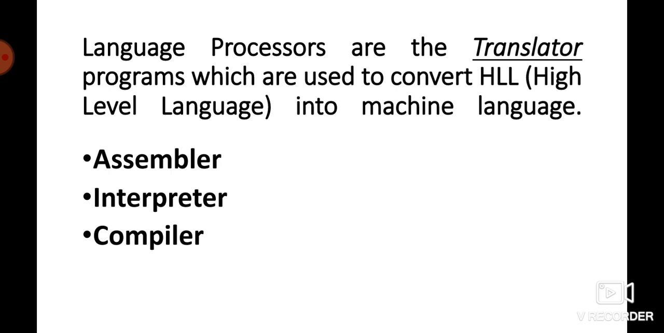So the conversion or execution process of the compiler is faster than the interpreter. So this is the difference between compiler and interpreter. Simply we can differentiate: the assembler is used to convert assembly language into machine language. The interpreter is used to convert high-level language into machine language, but it converts or executes the program line by line. The compiler is also used to convert high-level language into machine language, but it converts the whole program in one go.